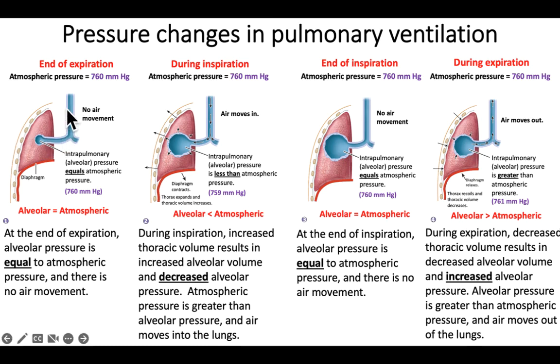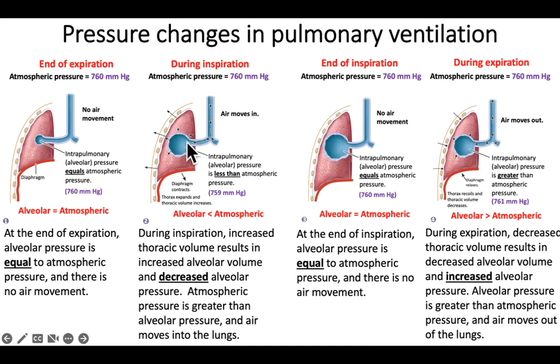So at this moment, we have no air movement because the pressure in the lungs is the same as the pressure in the atmosphere. Then we're going to start to make that thoracic cavity larger. The diaphragm flattens, external intercostals pull the ribs up and out. The size of the lungs and the size of the alveoli get bigger. And as they get bigger, the pressure goes down. So this diagram shows 759.